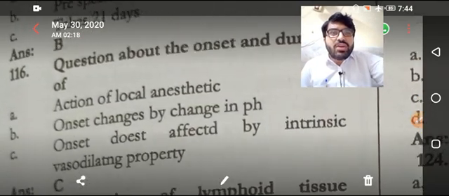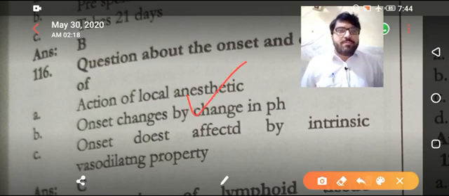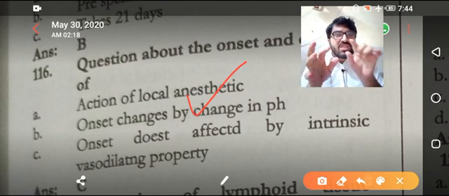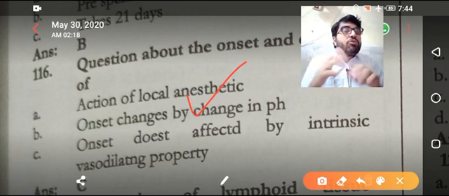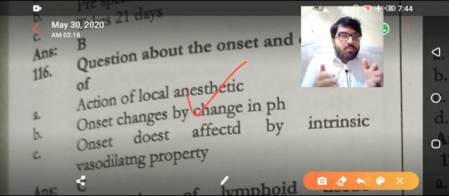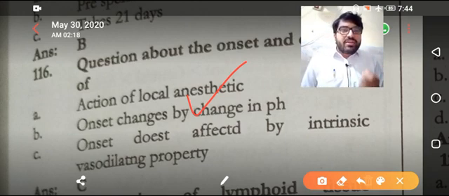Question about the onset and duration of local anesthetic, now this is very important. Now there is a printing mistake. They have given option A as the action of local anesthetic. The question is about the onset and duration of action of local anesthetic. So the answer is B. Onset changes by the change in pH, and there is a reference regarding that. The lignocaine has more duration of action because of its intrinsic vasodilating property.